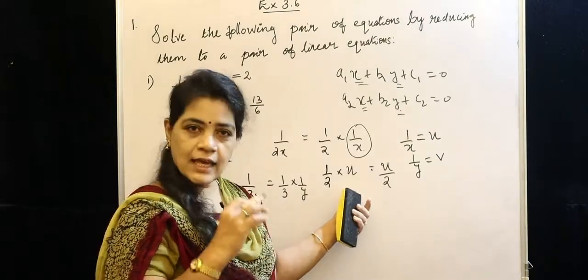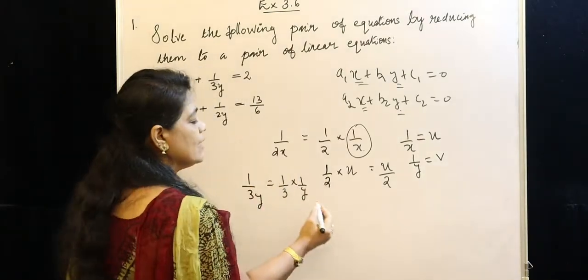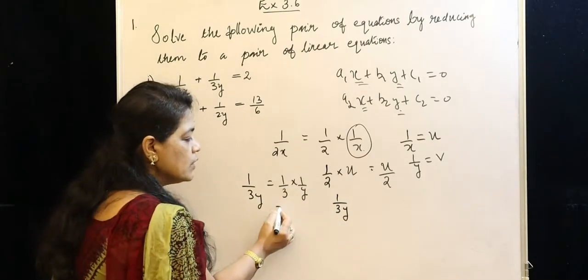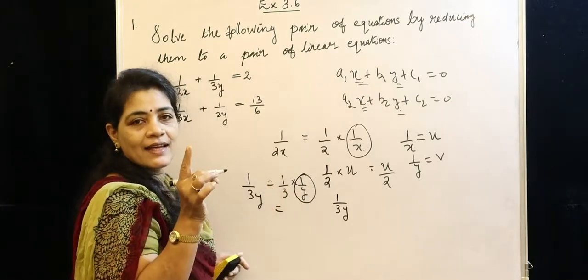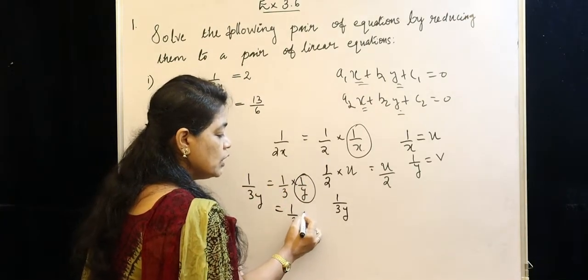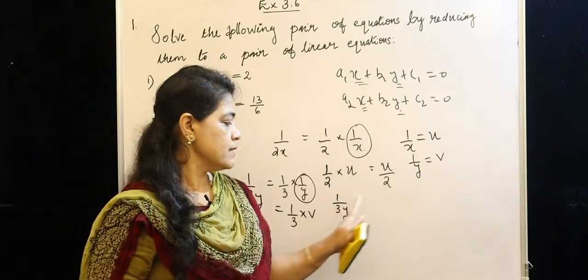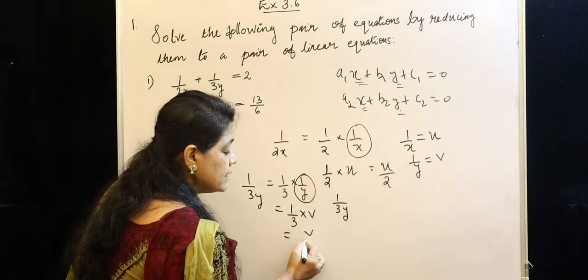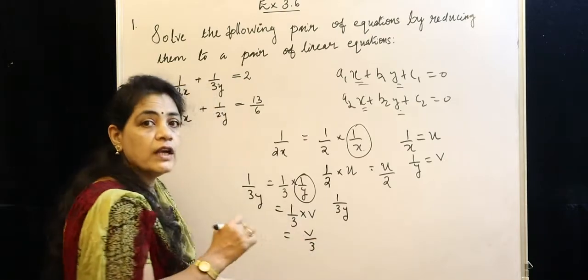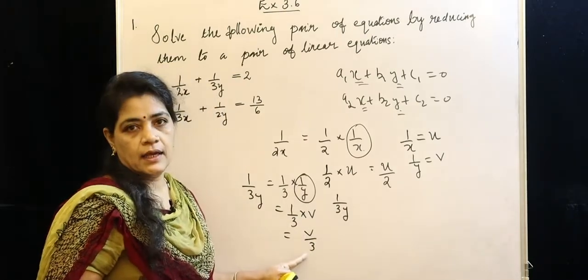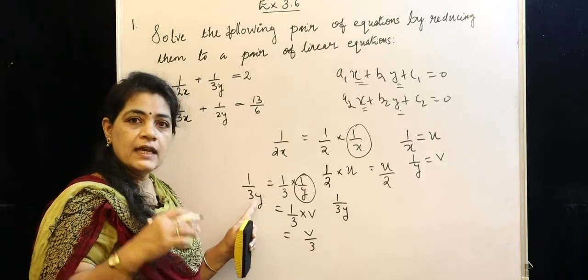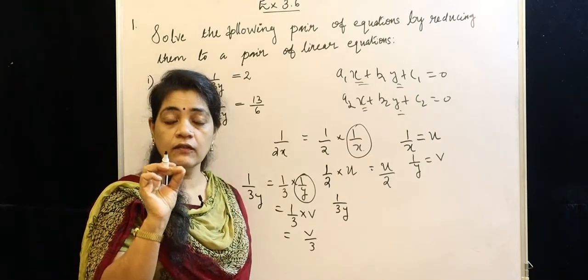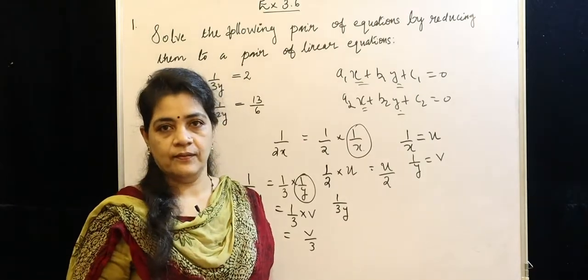By applying the same idea, 1 by 3y is 1 by 3 into 1 by y. I am going to substitute 1 by y as v, so 1 by 3 into v, in place of 1 by y, v. So this is reduced to the form v by 3. Numerator into numerator, 1 into v is v, and by 3. That means 1 by 3y is reduced to the form v by 3. See, the variable v is now in the numerator.